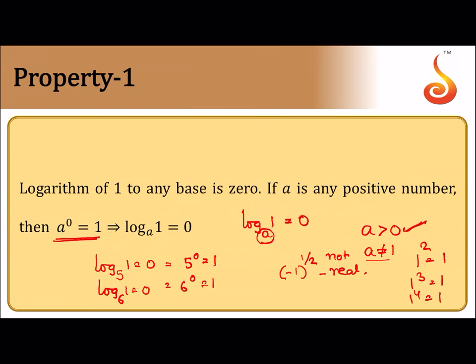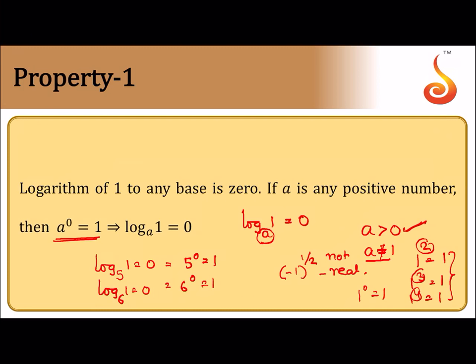Now, you can ask why a is not equal to 1? Because 1 to the power 2 is also 1, 1 to the power 3 is also 1, 1 to the power 4 is also 1. That is the reason, for all different exponents, we are getting the same value. That's why we won't take a equal to 1, because it is not fixed. For every value you are getting 1. So therefore, a is not equal to 1 we take.